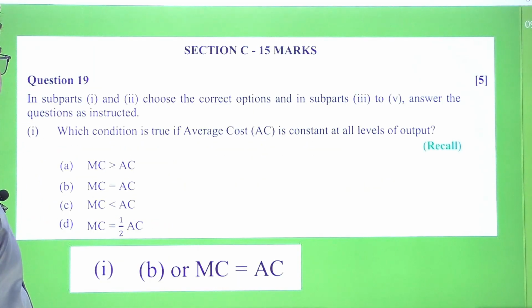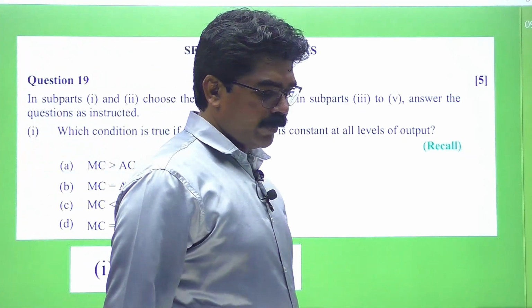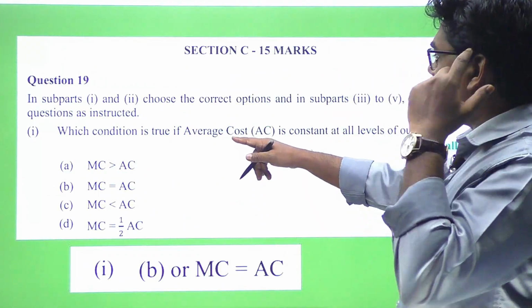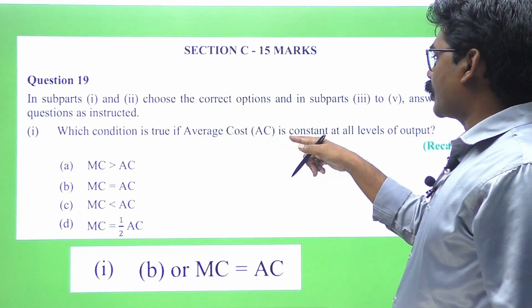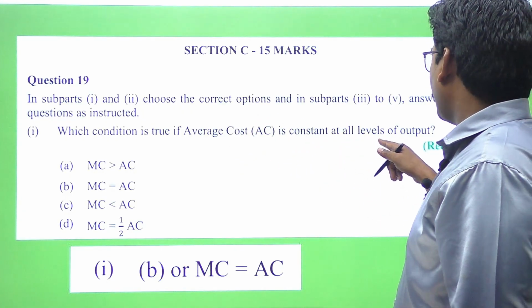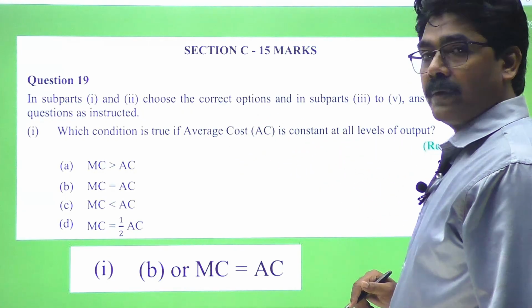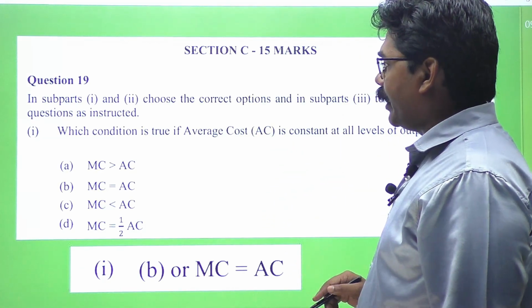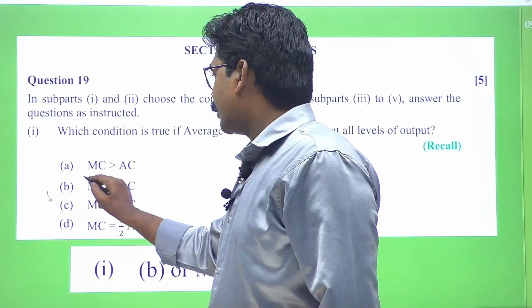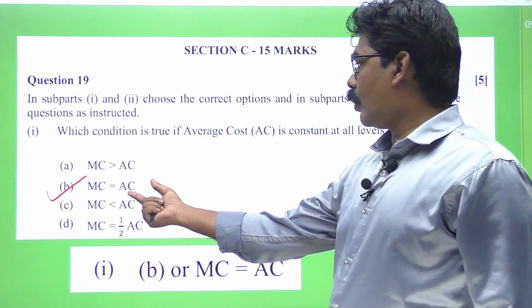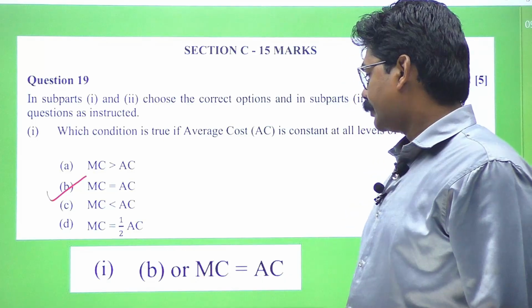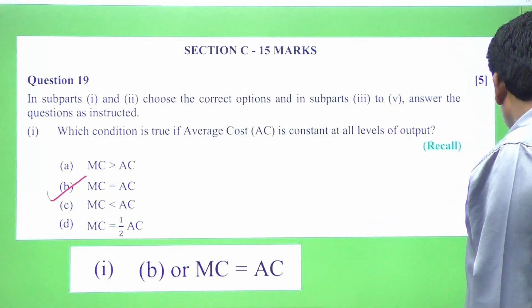Next question is section C of 15 marks. Question number 19. Which condition is true if average cost is constant at all levels of output? If average cost is constant at all levels of output, then marginal cost is equal to average cost. These two are correct.